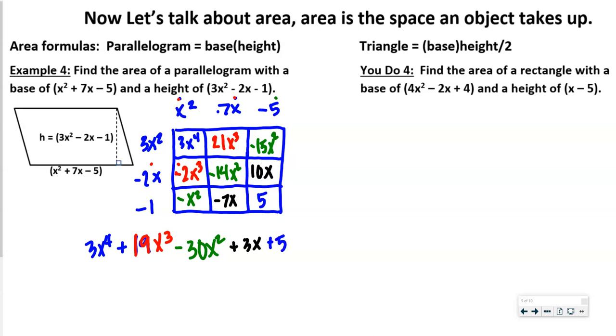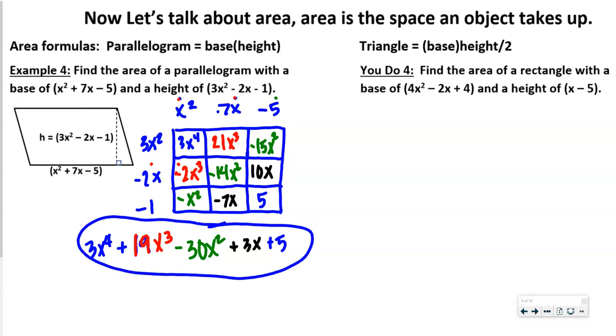So this, I like doing it like this because I'm really making it very clear to y'all that the diagonals are where our like terms are. So that's our answer there.